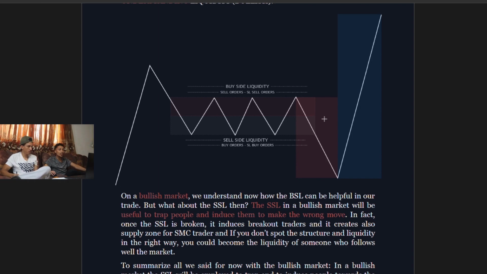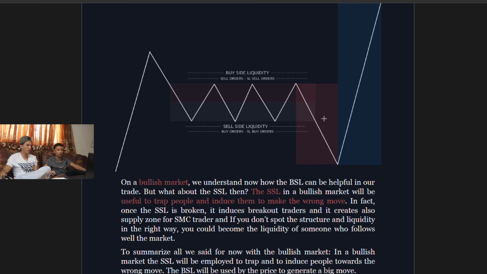On the bullish market, we understand now how the BSL, buy side liquidity, can be helpful in our trade. But what happens about the sell side liquidity then? The SSL in a bullish market will be useful to trap people and induce them to make the wrong move. In fact, once the SSL, or the sell side liquidity, is broken, it induces breakout traders and also creates a supply zone for SMC traders.